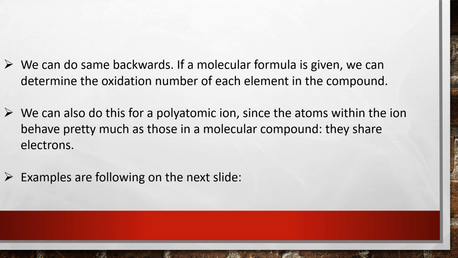We can do the same backwards. If a molecular formula is given, we can determine the oxidation number of each element in the compound. We can also do this for a polyatomic ion, since the atoms within the ion behave pretty much as those in a molecular compound. They share electrons. Examples are on the next slide.